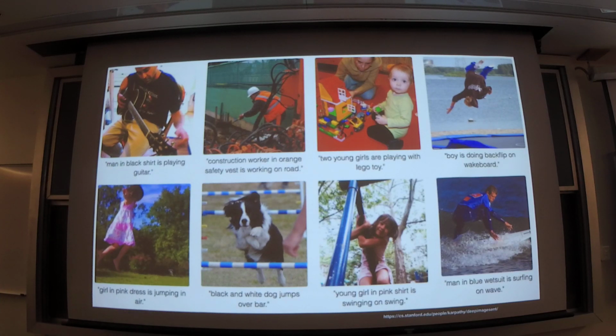These are cherry-picked examples. They're all pretty good, right? Man in black shirt is playing guitar. I mean, that's how I would describe that photo. Construction worker in orange safety vest is working on the road. Yeah, I guess so. It's a Lego toy. It knew it was a Lego toy. This is really cool, right? These things have learned just from data how to do these things. How is this happening? How do we have such powerful techniques now that can take a pile of data and learn to do these kinds of things and do it fairly accurately?